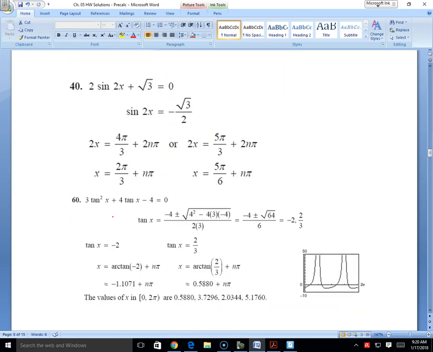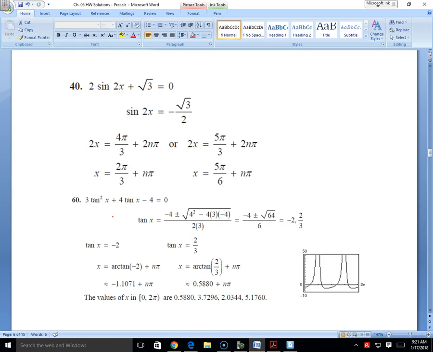Next even, number 40. The algebra was actually super easy. Just subtract, divide, but then you had to remember, am I allowed to touch the 2 in here yet? No. I have to undo the sine first. I have to ask myself, when is sine negative root 3 over 2? Cheer chart people, 1, 2, 3 at 60 degrees. Man, everything's 60 degrees today.